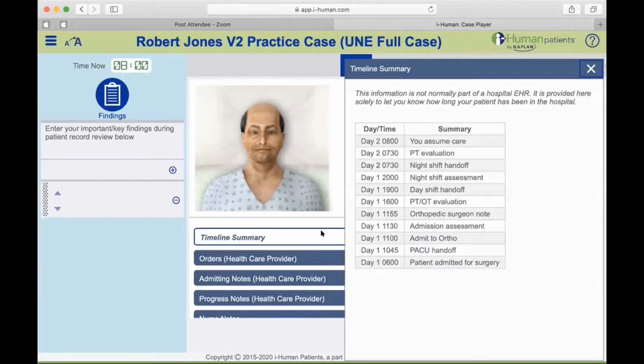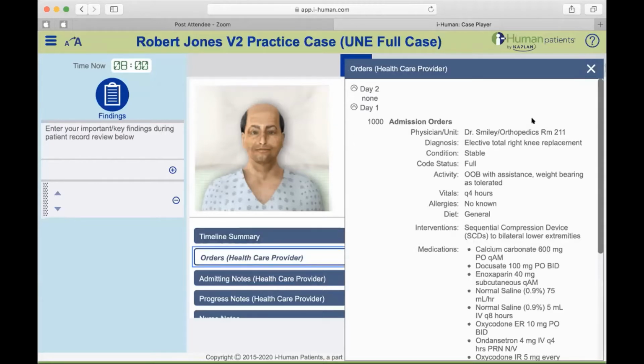Initially, we look at the timeline. So Robert was here, admitted yesterday morning at 6 a.m. And we can see that he was admitted for surgery. There was a PACU handoff, admitted to ortho, and each of these are really key areas or designated spots where we'll find care and we'll find an associated note. We assume care at 8 a.m., and that corresponds with the time over here to the left.